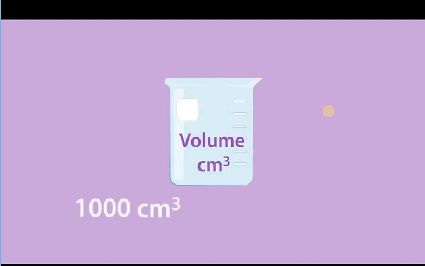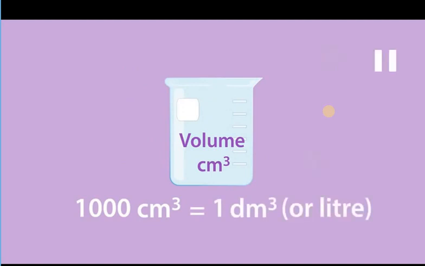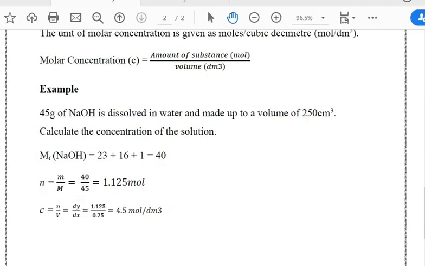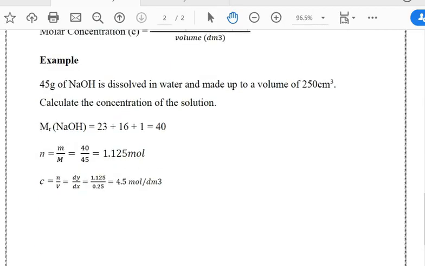The volume is in cubic centimeters, so we convert to cubic decimeters. 1,000 cubic centimeters is equivalent to 1 cubic decimeter. 1 cubic decimeter is the same as 1 liter. I have already mentioned this before. Let's look quickly at an example, right? Here we have an example where 45 grams of sodium hydroxide is dissolved in water and made up to a volume of 250 cubic centimeters. What we should do is calculate the concentration of this solution.